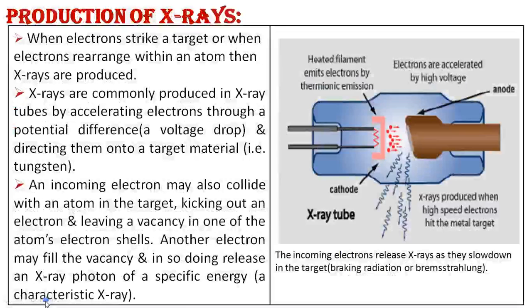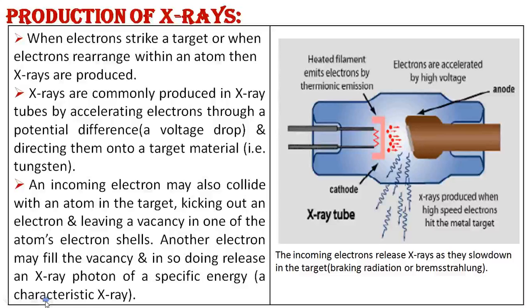Next concept is the production of X-ray. When electrons strike a target or when an electron rearranges within an atom, then X-ray are produced. X-ray are commonly produced in X-ray tubes by accelerating electrons through a potential difference, a voltage drop, and directing them onto a target material, that is tungsten.